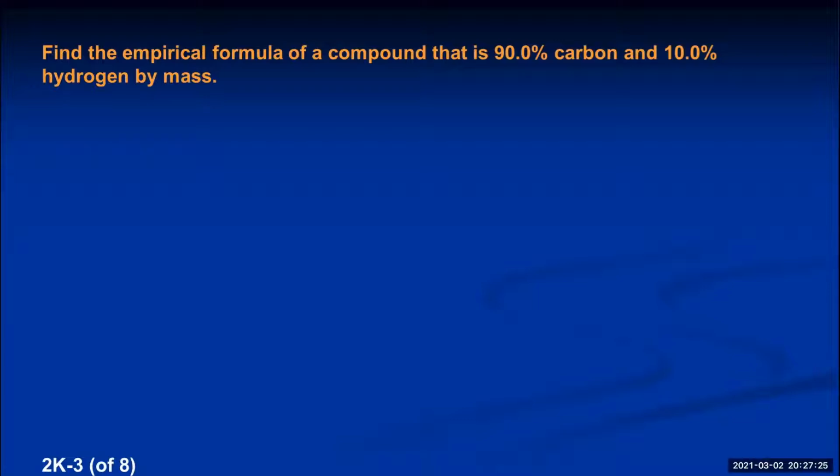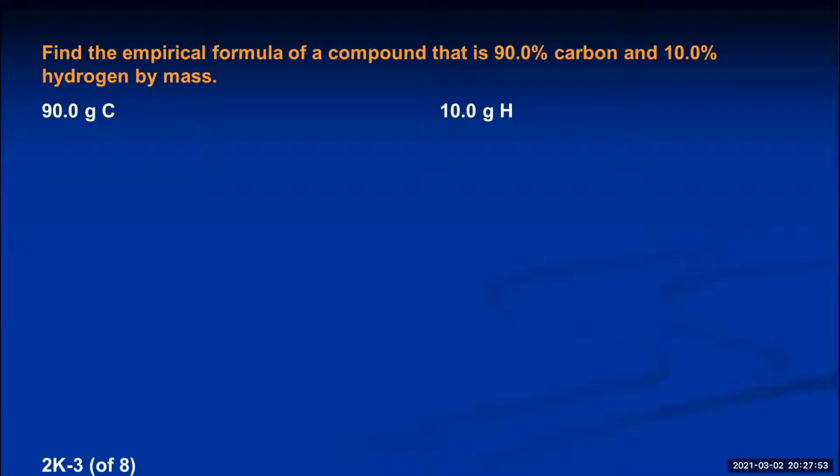But we weren't given masses, so we have to do the first step, and we have to make an assumption that there's a fictitious 100 grams of the compound. So if it is, that means this must be 90.0 grams of carbon and 10.0 grams of hydrogen. So first step, assume 100 grams of the compound if you're not given mass data, and that will allow you, therefore, to come up with your own mass data, 90.0 grams of carbon, 10.0 grams of hydrogen.